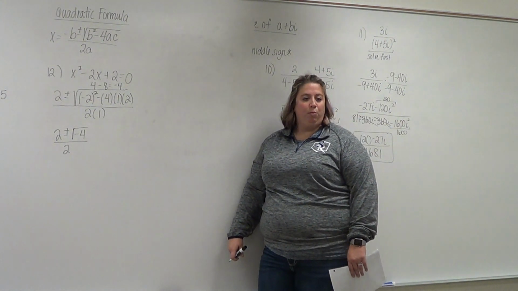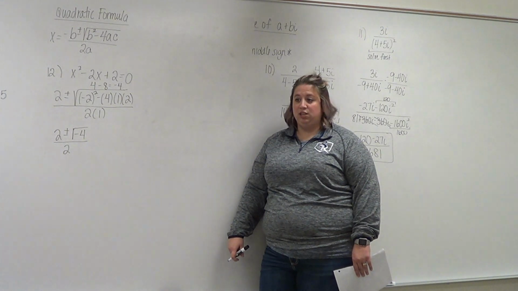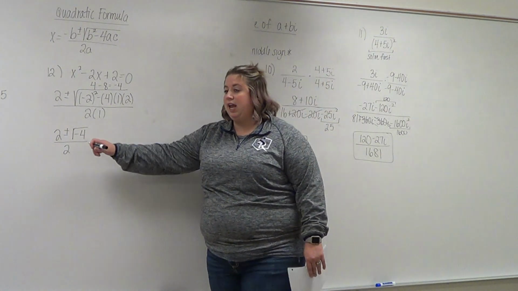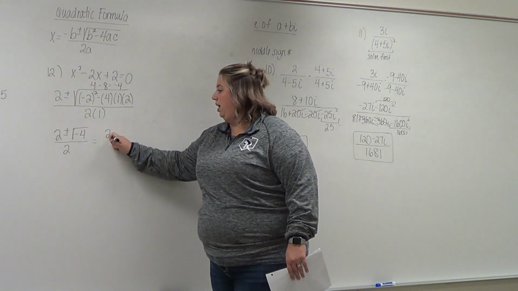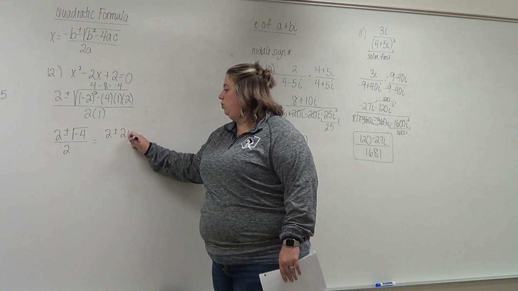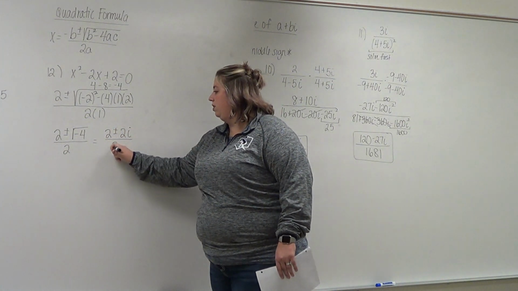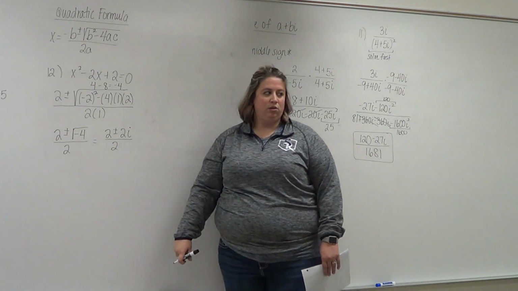Okay, is 4 a perfect square? Yeah, square root of 4 is 2. And since there's a negative, that means I need to have an i. So this would be 2 plus or minus 2i over 2.